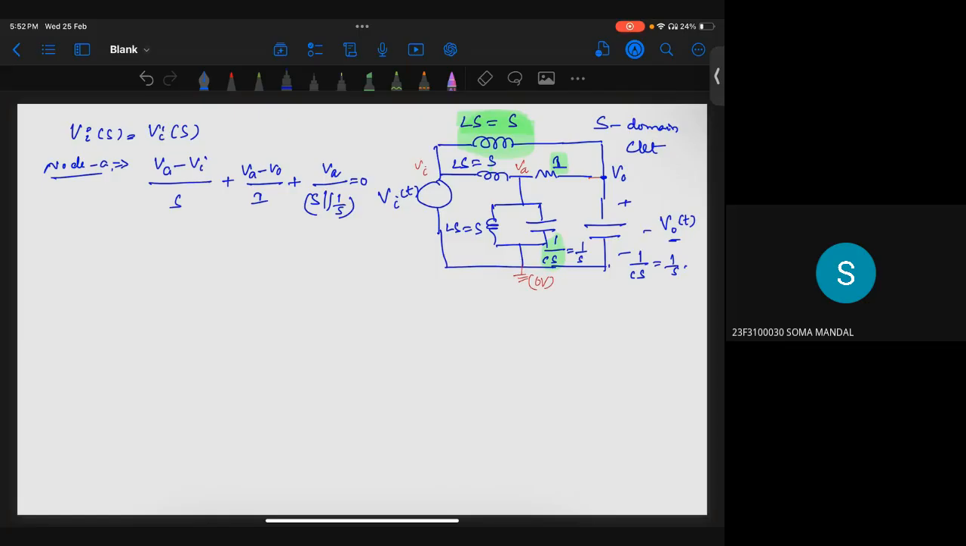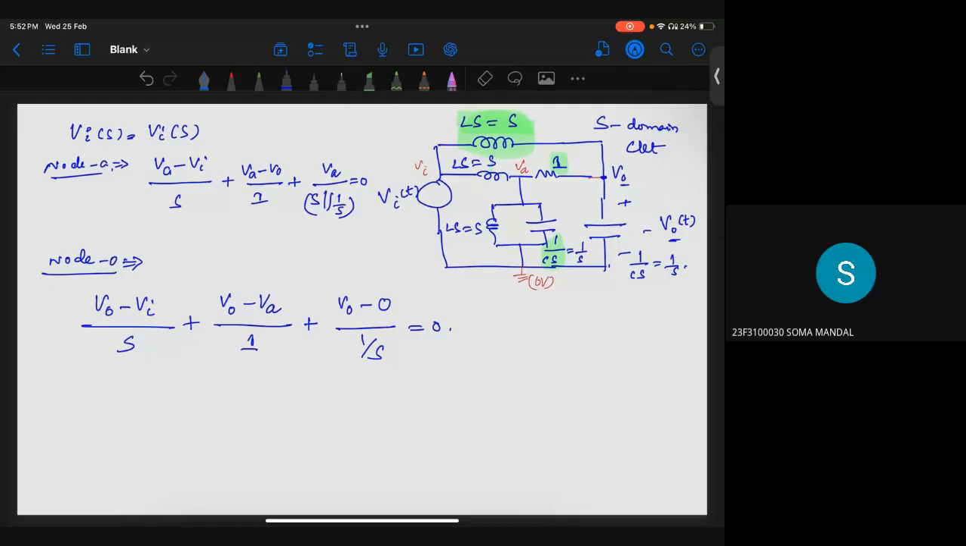Yes, sir, correct. So that is at node A. Similarly, at node O, I write the equation: (V naught minus Vi) by S plus (V naught minus Va) by 1 plus (V naught minus 0) by 1 by S. Is this correct? Yes, sir, correct. So now we have these equations.